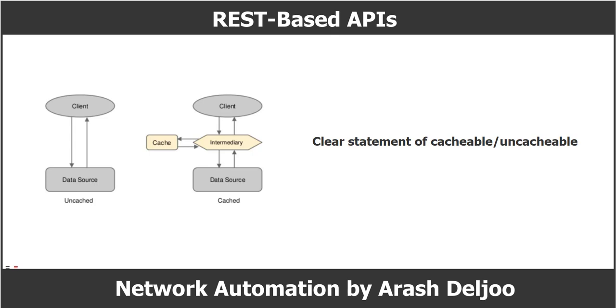REST APIs require that any resource requested via an API call have a clear method by which to mark the resource as cacheable or not. The goal remains the same: improve performance by retrieving resources less often. Note that cacheable resources are marked with a time frame so that the client knows when to ask for a new copy of the resource again.